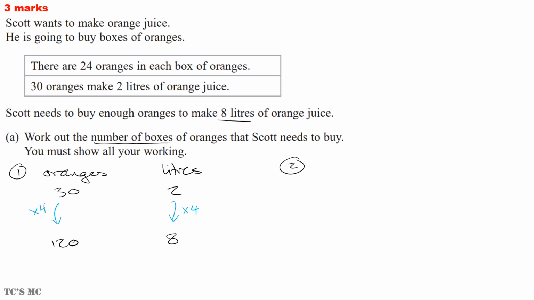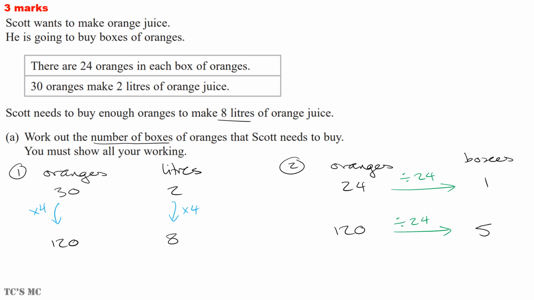Step 2, we need to work out the number of boxes. So we have oranges and boxes. We know there are 24 oranges in one box. Scott needs 120 oranges. If we go across, we need to divide by 24. Do the same over here. Now we have a second mark. 120 divided by 24 is 5. Scott needs to buy 5 boxes. And for writing this, we now have a third mark.